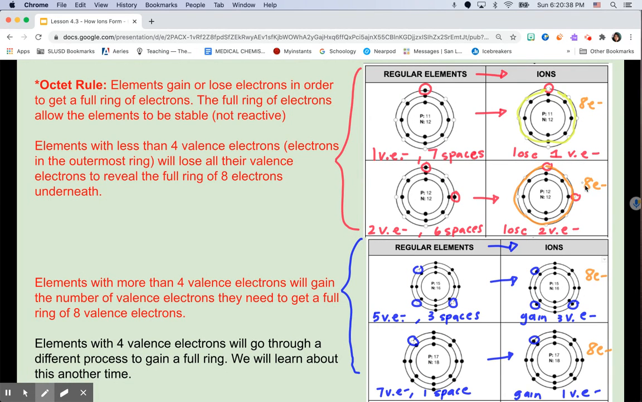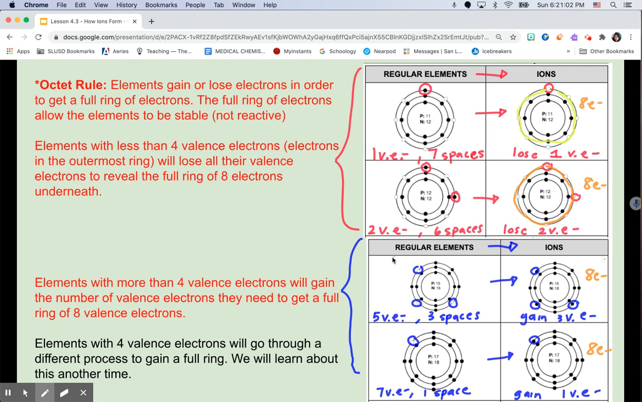all they want to gain or lose is 8, right? And any element with more than 4 valence electrons, this one has 5, this one has 7, will gain the number of valence electrons they need to get a full ring of 8.